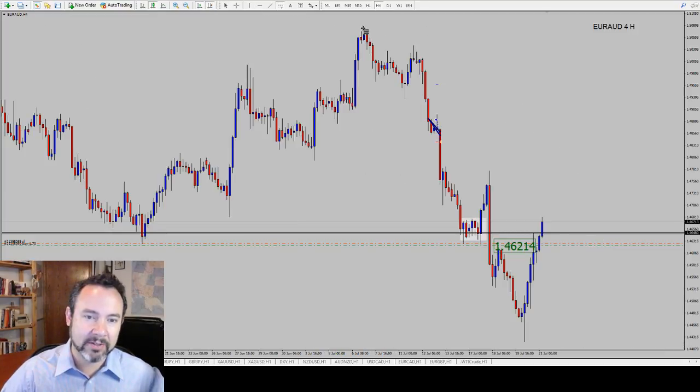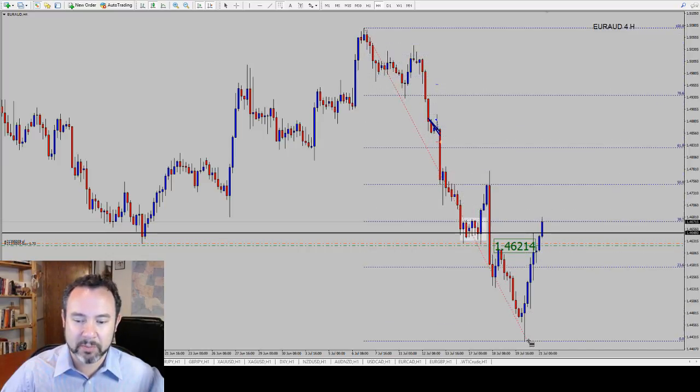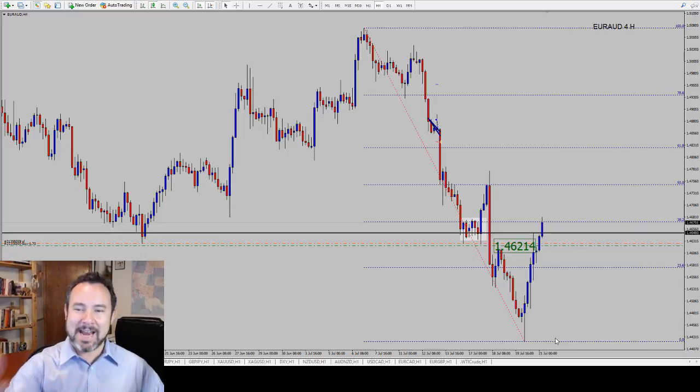What I like about the Euro Aussie is the moves and how smooth they can be. I like how the Euro Aussie does not have the USD in it, and the uncertainty and the volatility that the US dollar brings. I like that we get nice smooth moves.